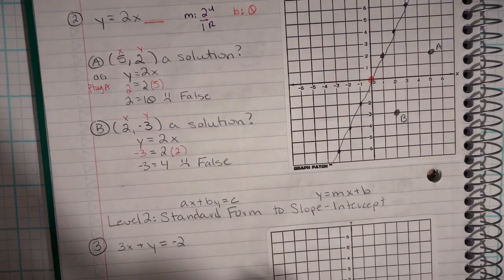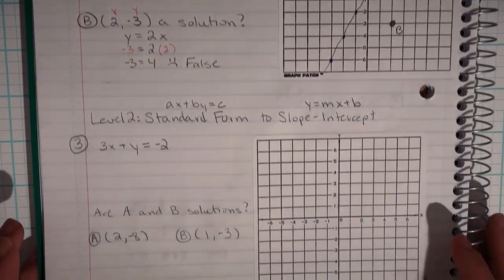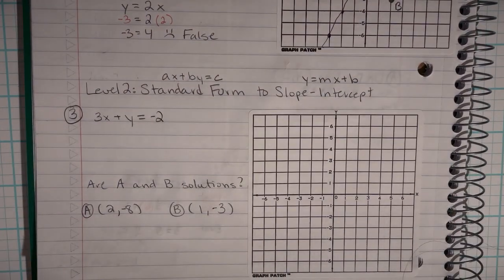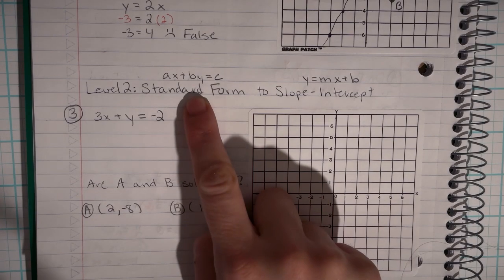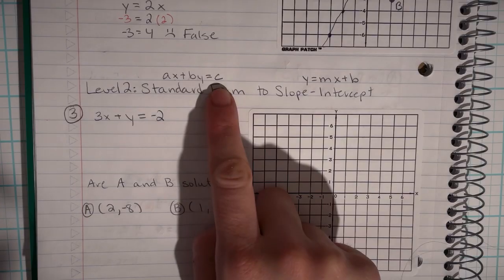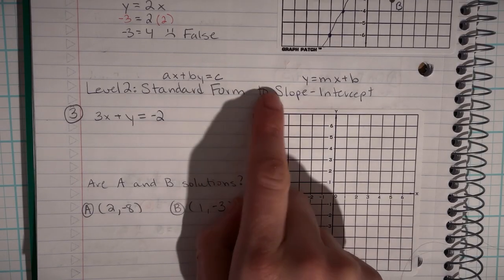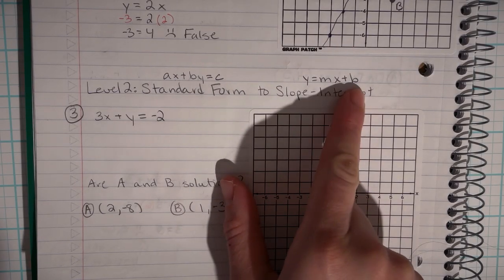All right, so those are two examples you could possibly see. Level 2, right, we got standard form to slope-intercept form. So standard form is ax plus by equals c. That's like the super crazy way of writing it. To slope-intercept form, y equals mx plus b.